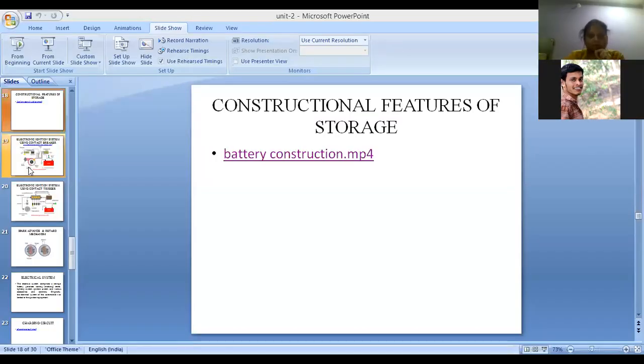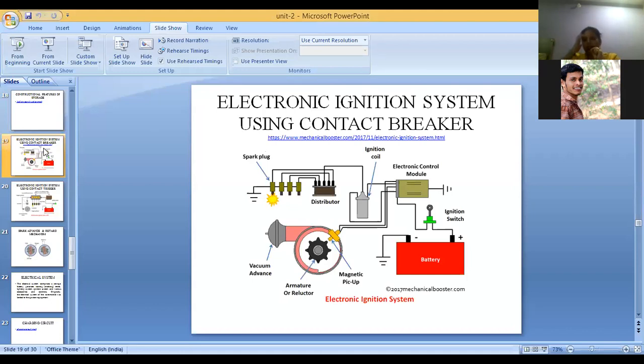Next. The next one is the electronic ignition system using contact breaker. Look here, I'll explain the purpose of each and every component here.